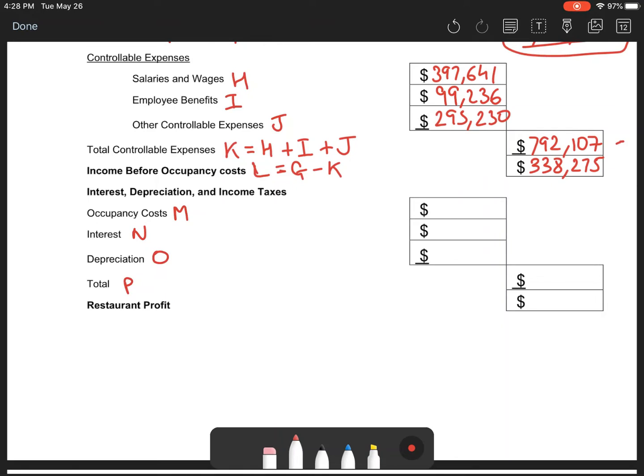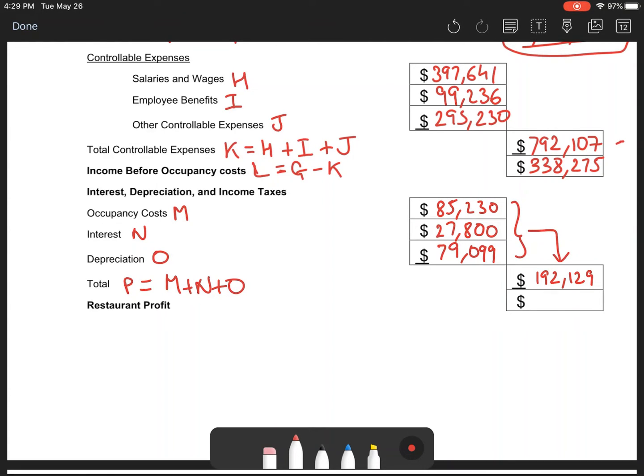We know the occupancy cost from the legend above. We have it. It's 85,230. We know the interest. It's available in the legend above. It's 27,800. And we know the depreciation number as well from above, which is 79,099. Okay, so P, which is your total, is equal to M plus N plus O, which is equal to 192,129. It's basically a summary of all of this.